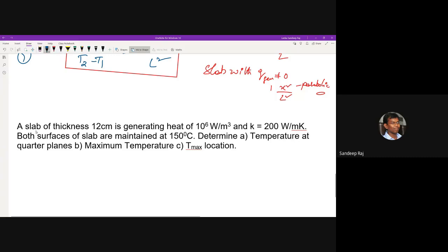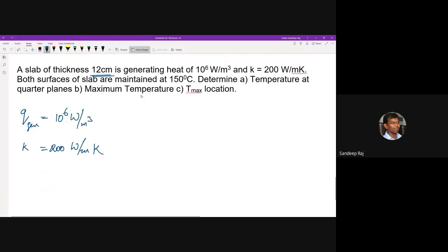So this is a question given to you. A slab of thickness 12 centimeters is given, and it is generating 10 to the power of 6. So this is your Qgen. Qgen is given in this question. So it is 10 to the power of 6 watt per meter cube. It should not be neglected in this case. K is also given. It is 200 watt per meter Kelvin. And both surfaces of the slab are maintained at 150 degrees centigrade.